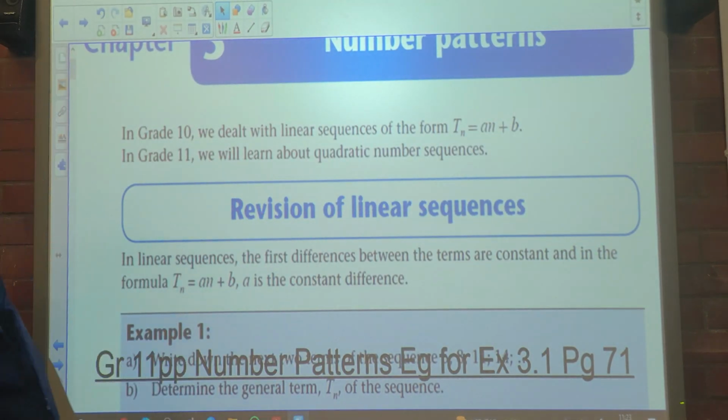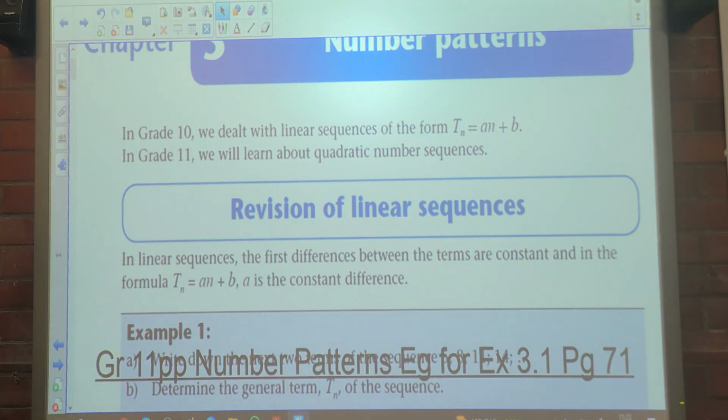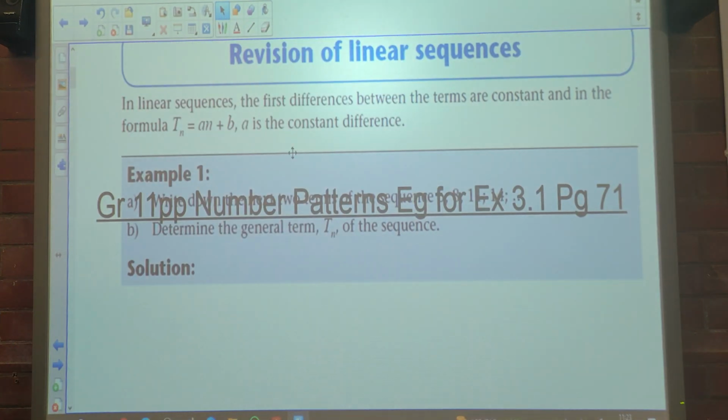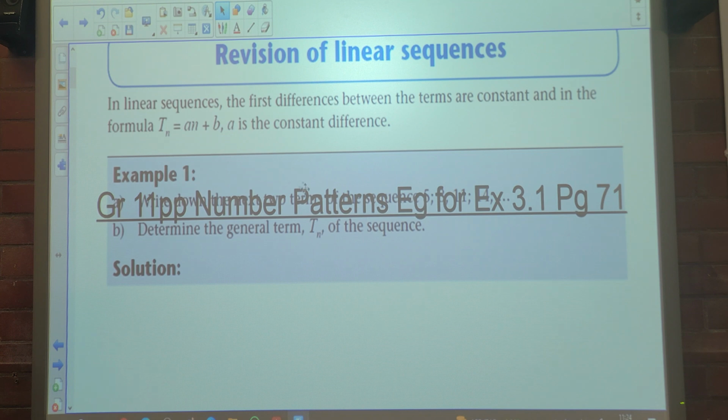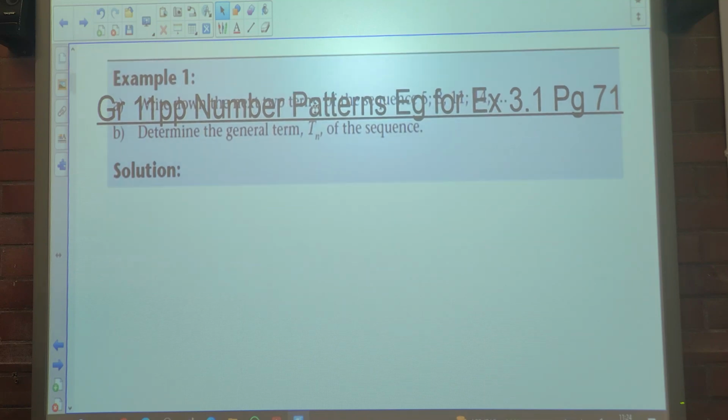Okay, so in grade 10 we have dealt with linear sequences already, or linear patterns, which were in the form Tn is equal to An plus B. In grade 11 we will learn about quadratic sequences. However, for the first exercise, 3.1, we are doing the revision of linear sequences, to refresh your memory. In a linear sequence, the first difference between the terms is constant, and in the formula Tn is equal to An plus B, A is your constant difference.